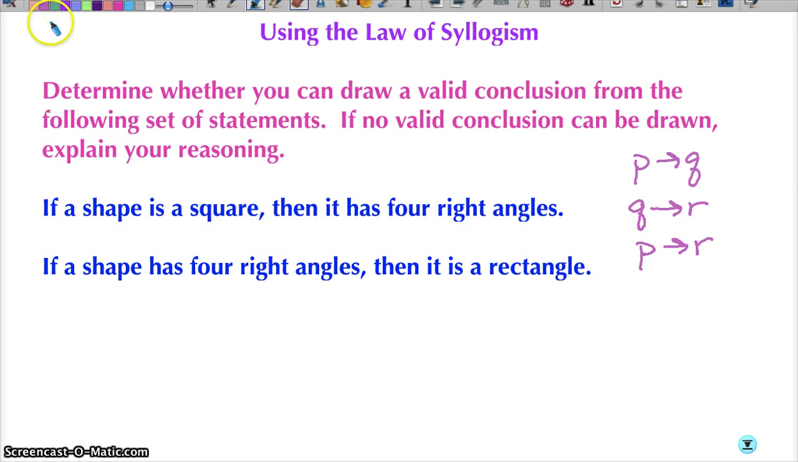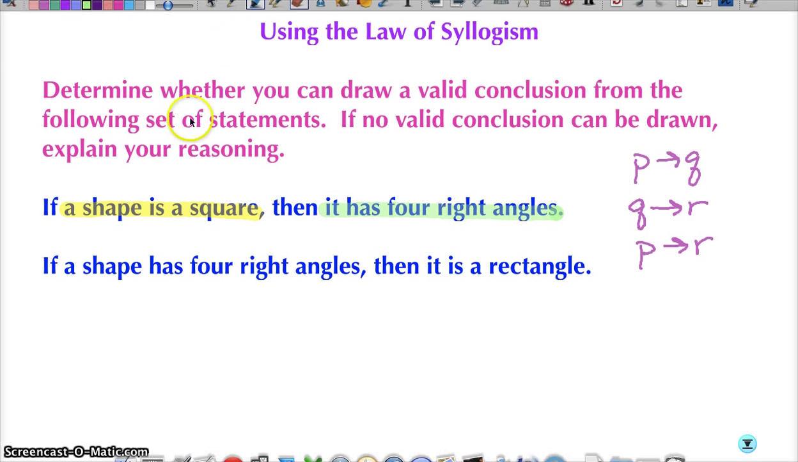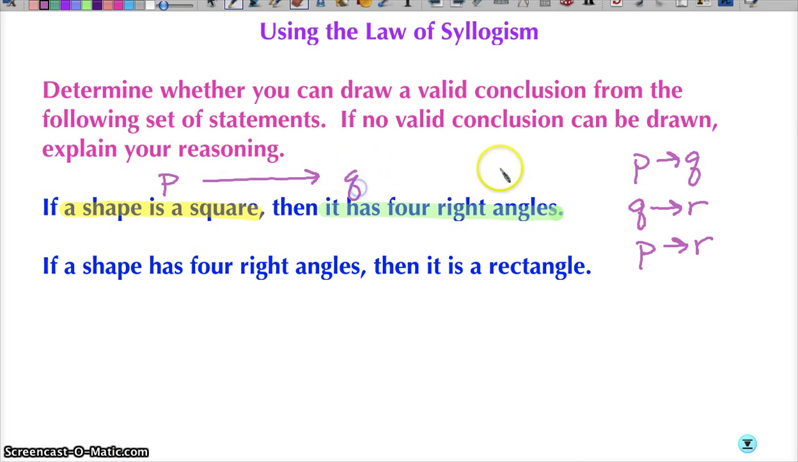So let's go ahead and use the highlighting for the same idea. So a shape is a square. So if a shape is a square, then our next statement is it has 4 right angles. So we've got our P implies Q. All right, so we've got that. Now what we need is for our Q to repeat down here. A shape has 4 right angles. Awesome. That is Q. And then we have something about it being a rectangle, which is perfect because that is different than our original P statement. So we have Q implies R.